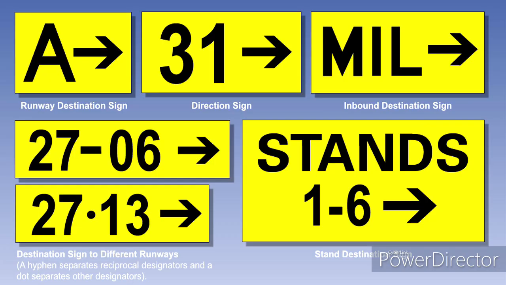Direction and destination signs consist of a route designation label and an arrow pointing in the appropriate direction. The letters will be displayed in black characters on a yellow background. They are normally accompanied by a location sign and positioned on the left-hand side of the taxiway before an intersection.